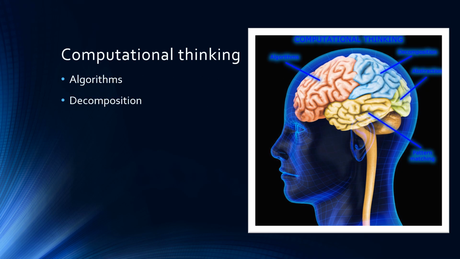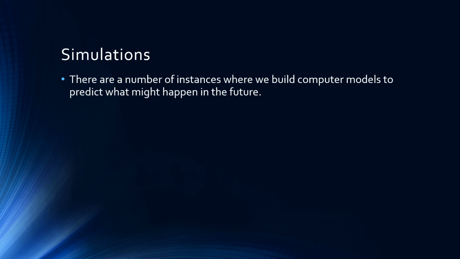Algorithms, decomposition, abstraction, and along with them pattern matching, when taken together form what we call computational thinking. Using computational thinking, computer scientists are able to build simulations of the real world. These can be used to help predict what might happen in the future.